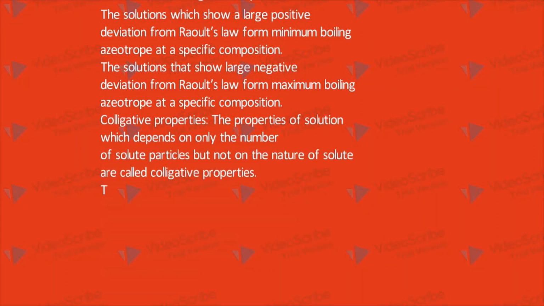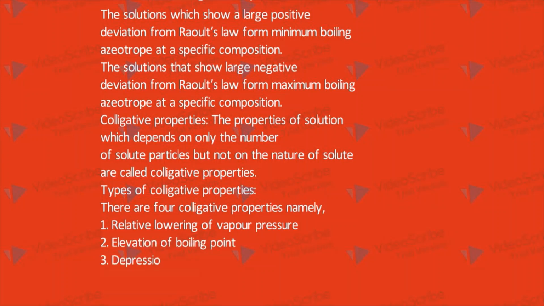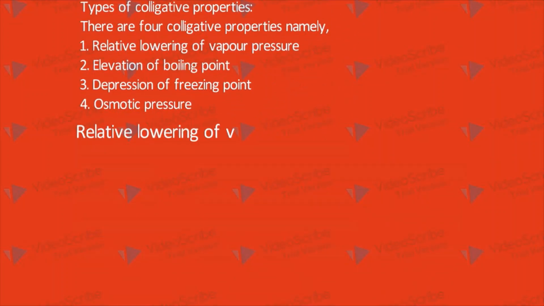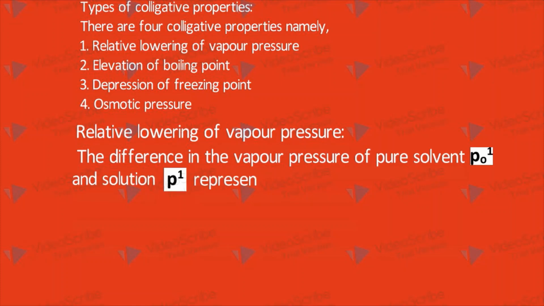Colligative properties. The properties of solutions which depend only on the number of solute particles but not on the nature of solute are called colligative properties. Types of colligative properties. There are four colligative properties, namely relative lowering of vapor pressure, elevation of boiling point, depression of freezing point, and osmotic pressure.